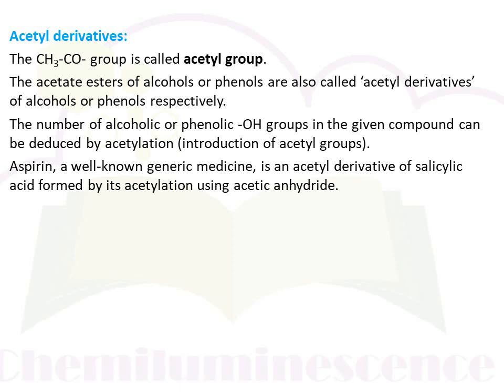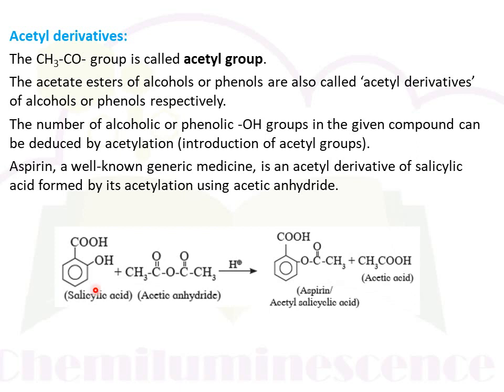Aspirin, a well-known generic medicine, is an acetyl derivative of salicylic acid formed by its acetylation using acetic anhydride. Let's see the example. This one is salicylic acid. In this, an OH group is present. So for finding out how many OH groups are present, acetylation is done on salicylic acid, which forms aspirin, by doing the reaction between salicylic acid and acetic anhydride. It gives the product, that is aspirin or acetyl salicylic acid. Here acetic acid is formed as a side product.